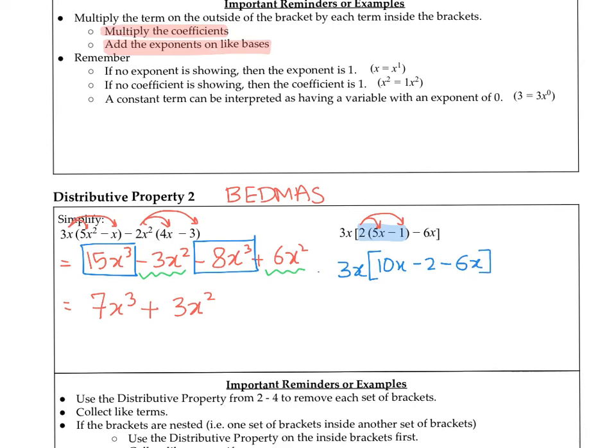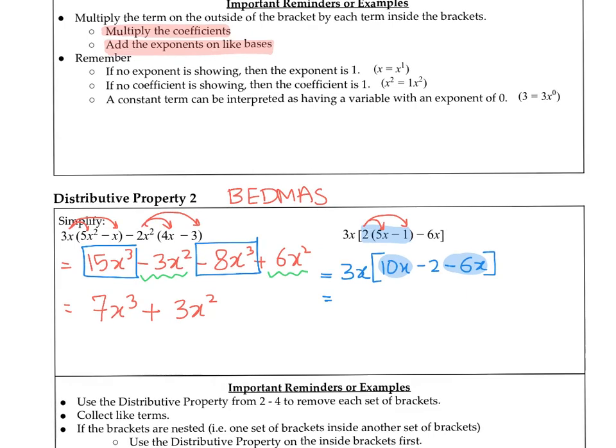Now we will simplify within the brackets first. So here you're going to combine like terms. What are your like terms? 10x and negative 6x. Combine them. So this will be 3x times 4x minus 2.